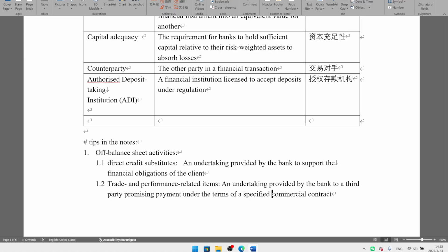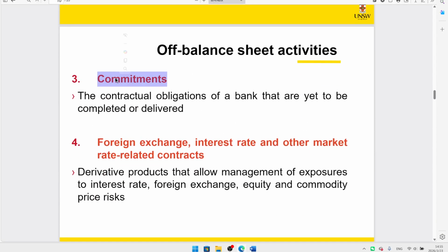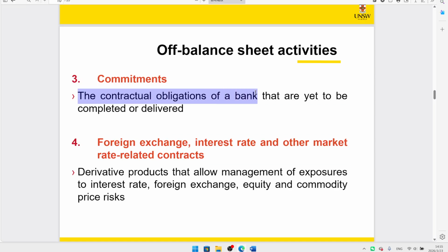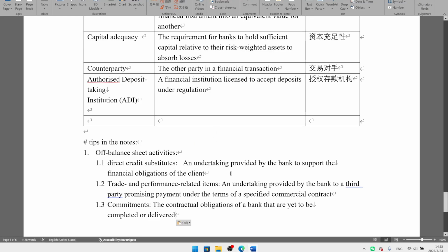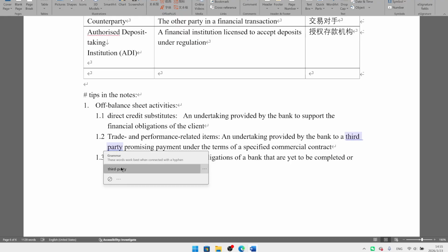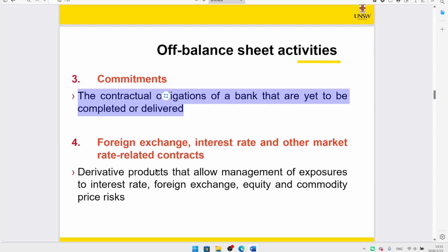So the format is incorrect to some extent. The third one is commitment. The contractual obligation of the bank that are yet to be completed or delivered.